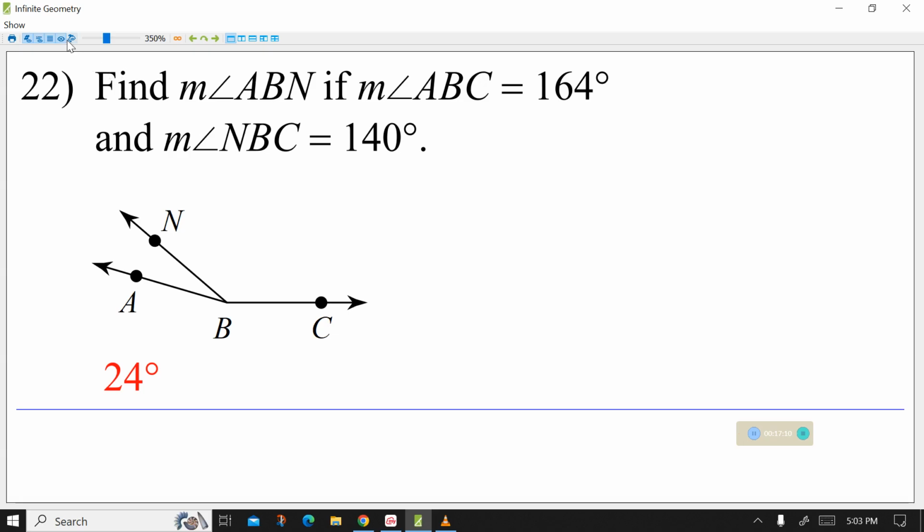So the one thing you want to do is figure out what is it that I'm looking for. In this case it says ABN. So I'm looking for ABN, well that's one of the pieces of the whole angle, right? So that means I'll probably have to subtract, right? 164 minus 140 gives me 24. And if I have 24 and 140, those add up to 164. Okay, so the answer you should have got for 22 is 24.